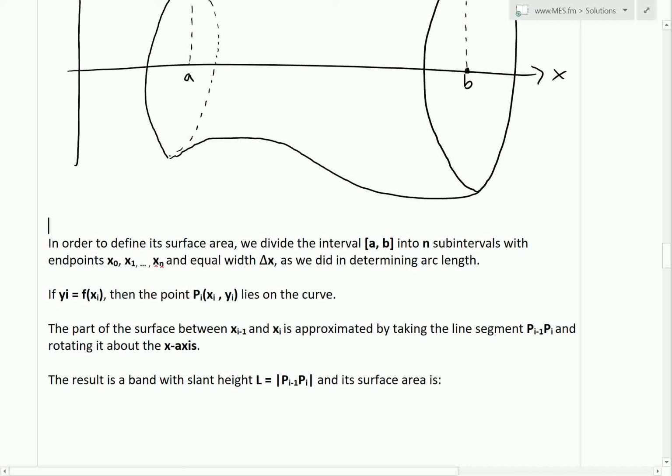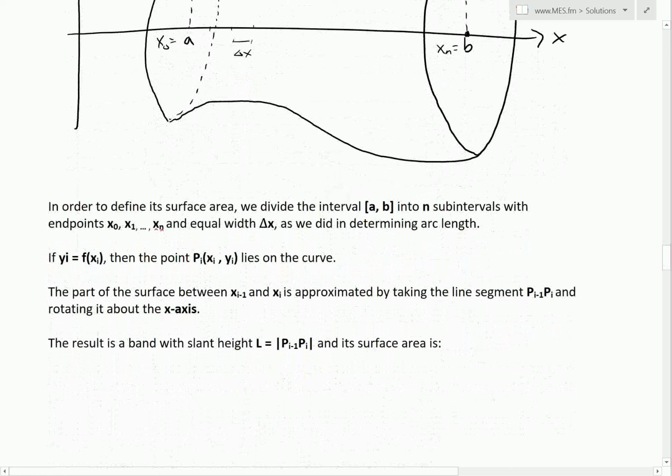Now, likewise with the arc length formula, the area integrals, and the volumes, we're going to look at small subintervals and sum them up. So in order to define its surface area, we divide this interval from a to b into n subintervals with endpoints x0, which equals a, then x1, x2, x3, all the way to xn, which equals b right there. We have equal widths of delta x, and these are all delta x. I'm not going to draw too much into that.